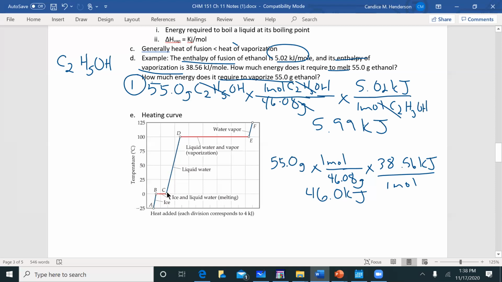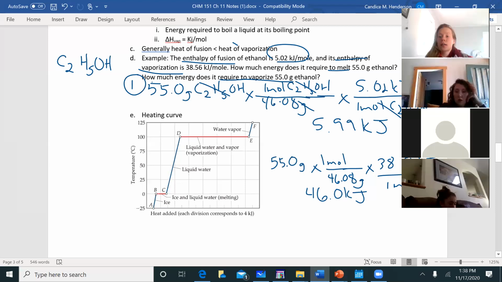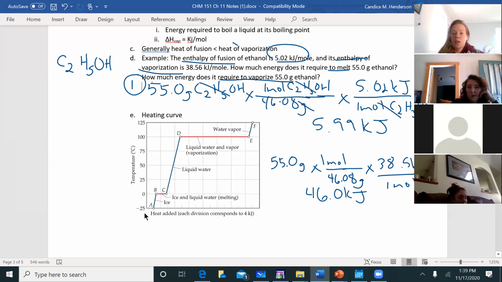Then I go through the process of melting. In this period right here where we're at 0 degrees, this is known as a phase change, right? We're going from solid to liquid. There is no temperature change during a phase change. Okay? So we can have temperature change within a phase. I can actually heat the ice itself up, from -25, -23, to 0.